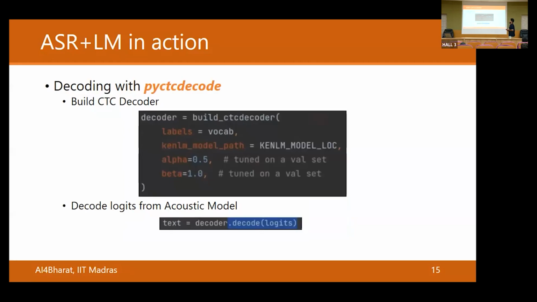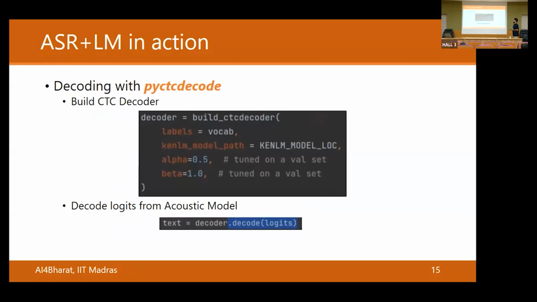Then the second part is actually using this language model in a decoder. So I'm showing here the example of using it along with pyctcdecode. You provide it the vocabulary, which is the character vocabulary. You provide the KenLM model path and the alpha and beta. What are alpha and beta? These are hyperparameters that we tune on a validation data set. Hyperparameters related to how we score language models.